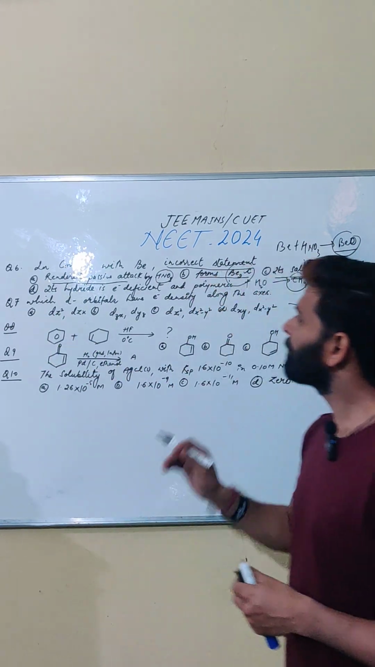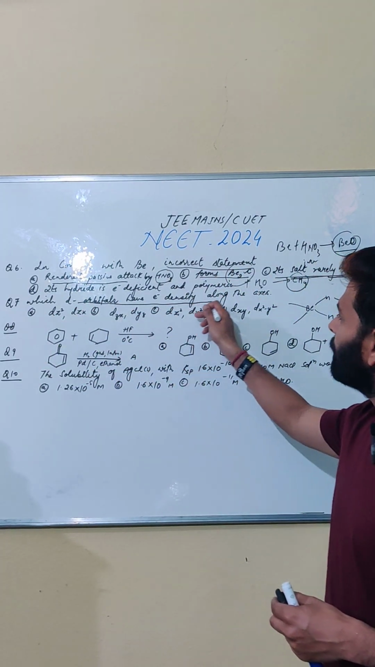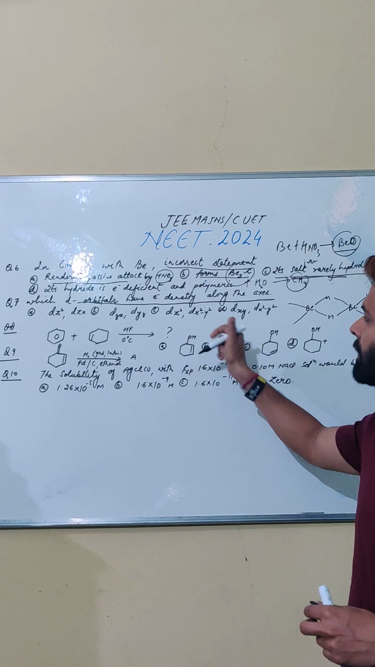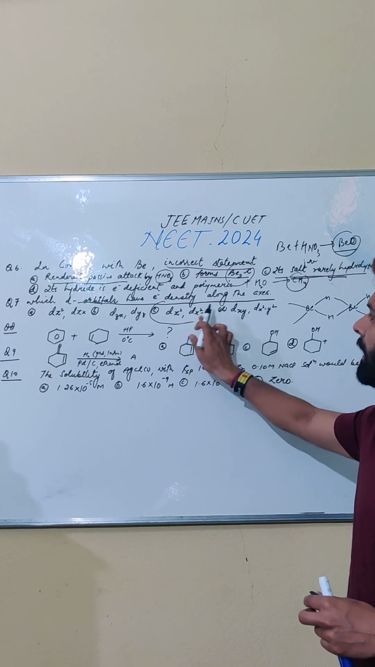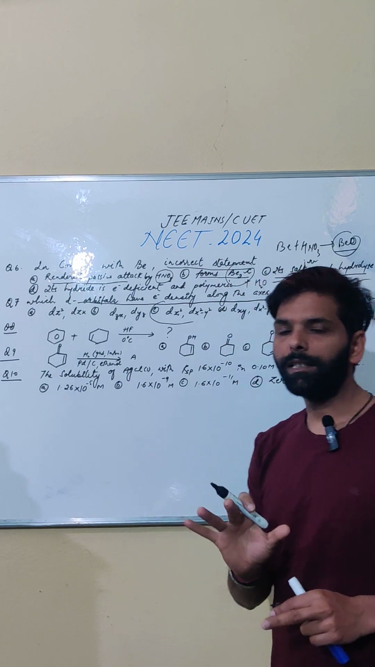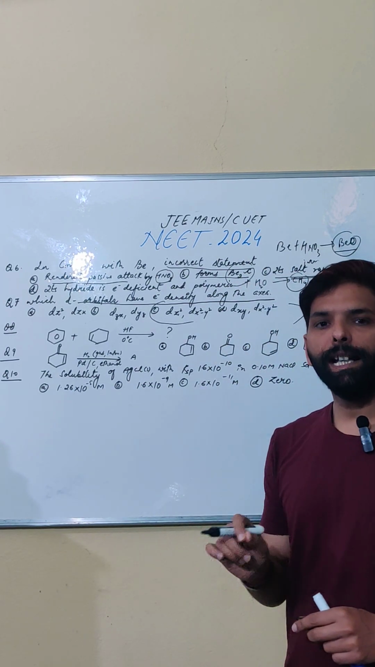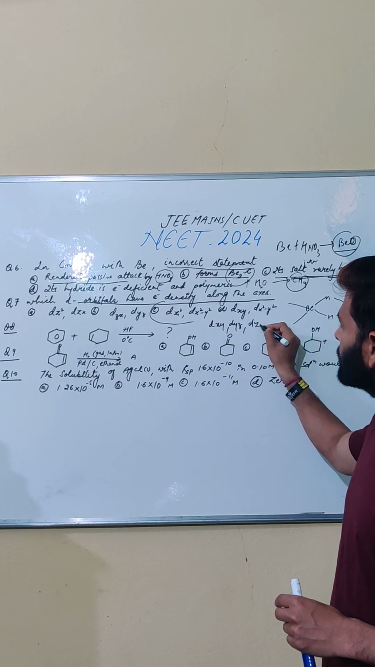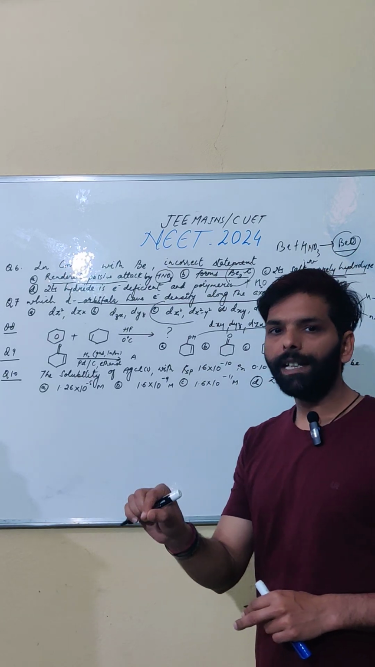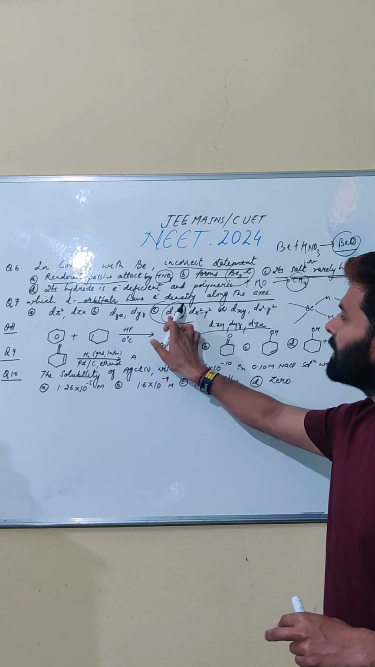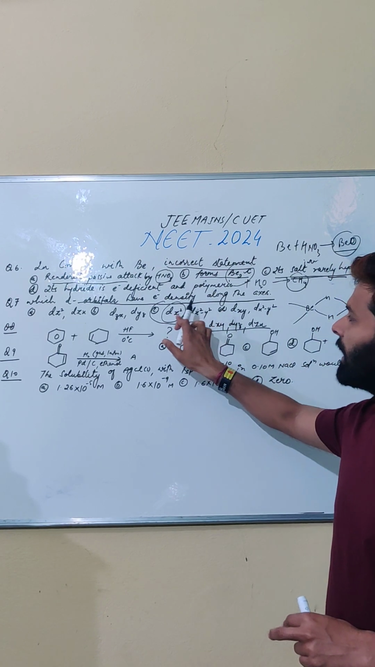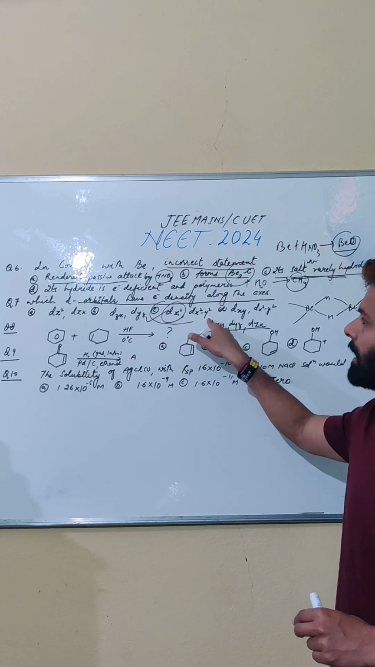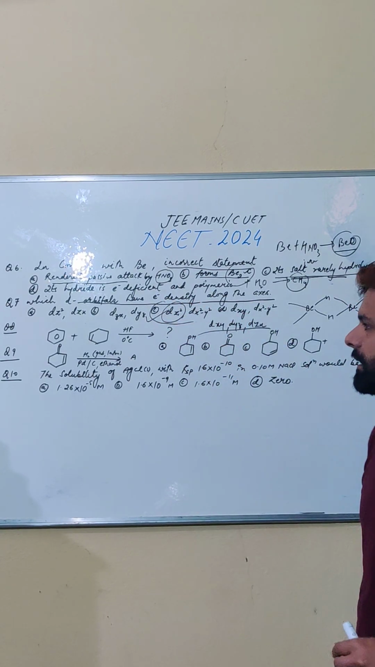Okay, moving to the 7th question. Which d orbitals have electron density along the axis? We know that in d orbitals we have 5 orbitals: dxy, dyz, dzx. These 3, dxy, dyz and dzx, lie in between the axes. But these 2 orbitals, dz square and dx square minus y square, are on the axis. So option C is correct. dz square and dx square minus y square have electron density along the axis.